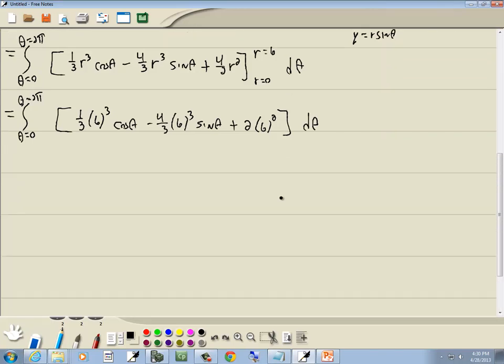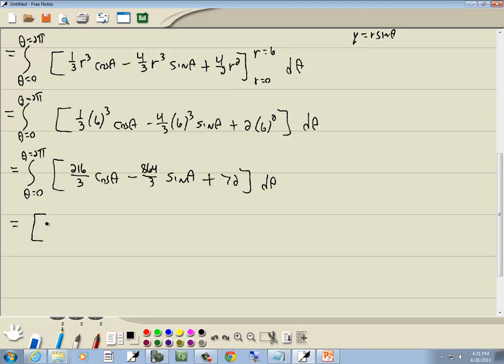Okay, so that's going to give us, let's see, 6 to the third, let me plug in the calculator here, times that, okay, so it gives me 216 over 3 cosine theta minus 6 to the third, okay, and then times 4, 864 over 3 sine theta. 6 squared is 36 times 2 is 72 d theta.